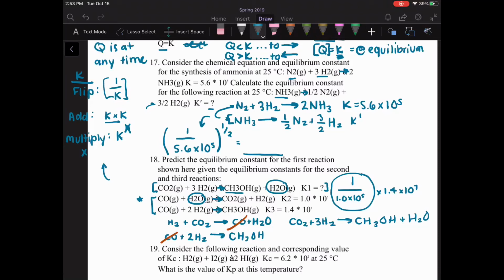Stuff in your calculator. That'll be more helpful. But that's essentially how you want to do it, right? Keep track of the steps that you do to get that first, or this overall, and then just do that to the K value. Okay.